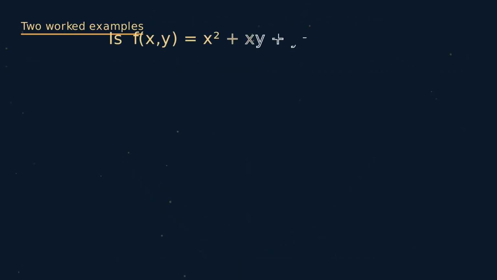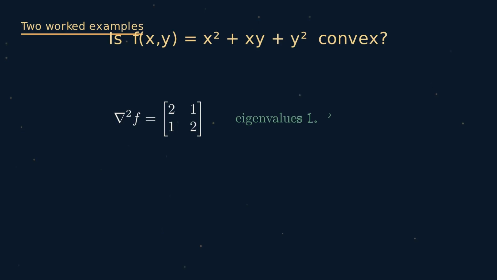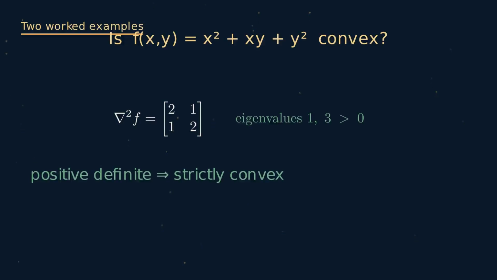Let's put the tests to work. First, is x squared plus xy plus y squared convex? Skip Jensen. Go straight to the Hessian of second derivatives. Its eigenvalues come out to 1 and 3, both strictly positive. So the Hessian is positive definite, and the function is strictly convex, one clean bowl with a single minimum.